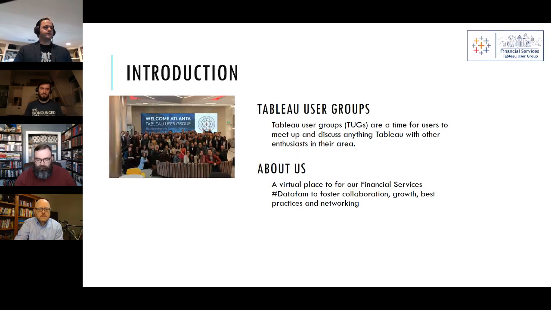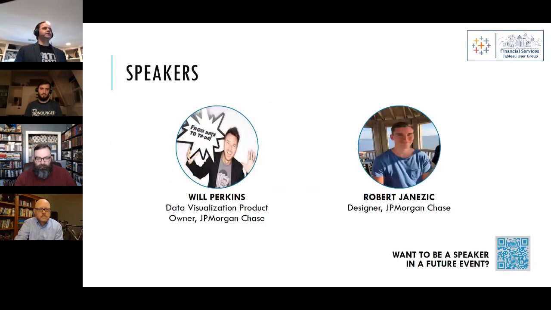So what do we have for today? We have some amazing speakers, our first speakers, our first meeting. I am very excited about this and how they complement each other in requirements. We're going to hear about gathering requirements and then doing some prototyping. So I thought that would be perfect topics. Will Perkins, he's a data visualization product owner at JP Morgan Chase. Actually, he just got promoted and I need to change that, right? But you'll talk a little bit about that, Will. And Robert, he's a designer at JP Morgan Chase.